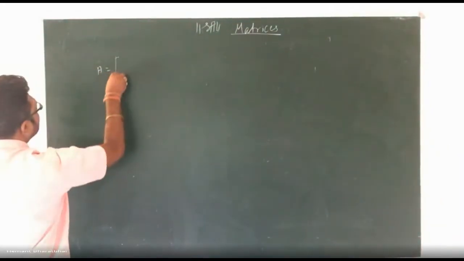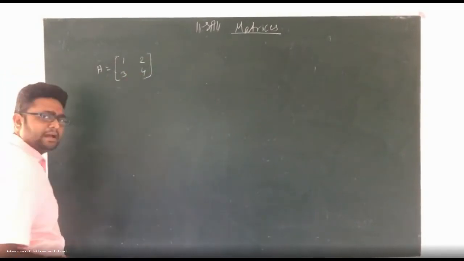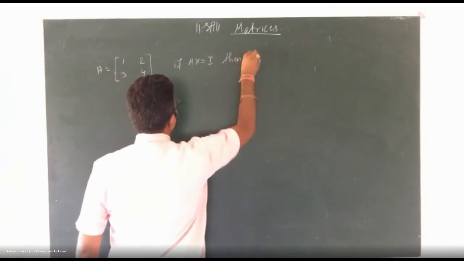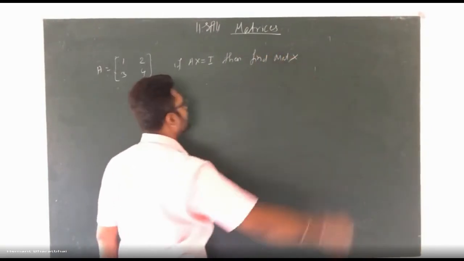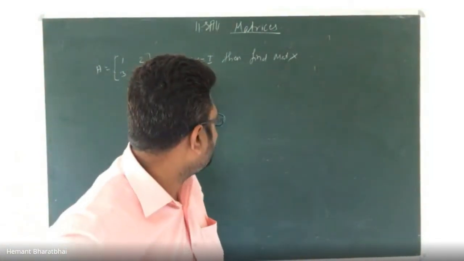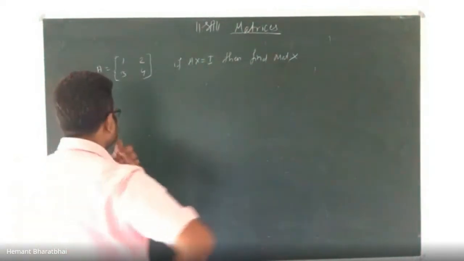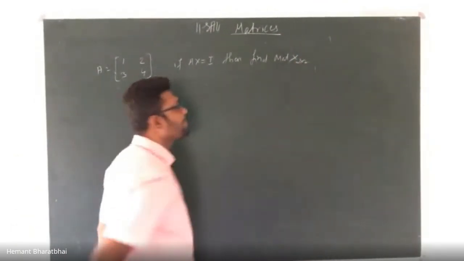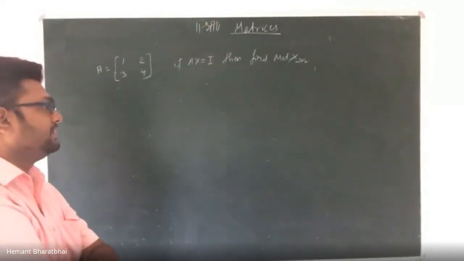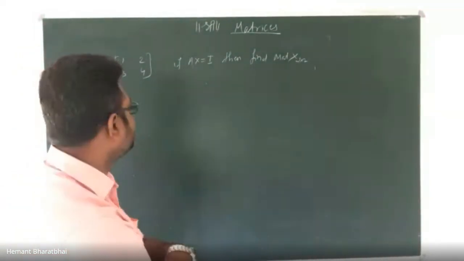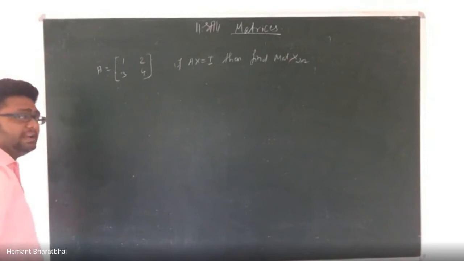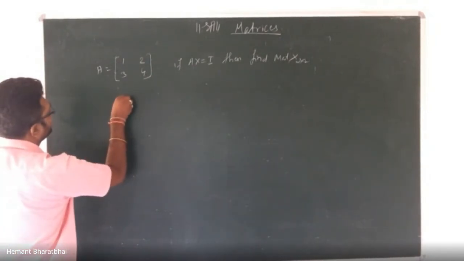So I have this matrix 1, 2, 3, 4, and it says that if AX is equal to I, then find matrix X. So we have been given a matrix equation where it is written A into X gives me I, where X is a matrix of order 2 by 2, and their multiplication gives me the identity matrix. Then how should I find the matrix X? So I is an identity matrix. So A into X is equal to I.